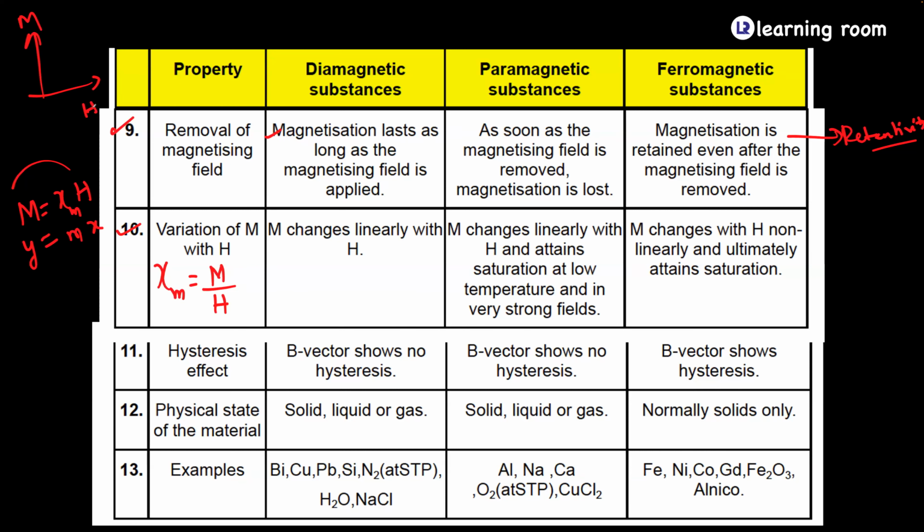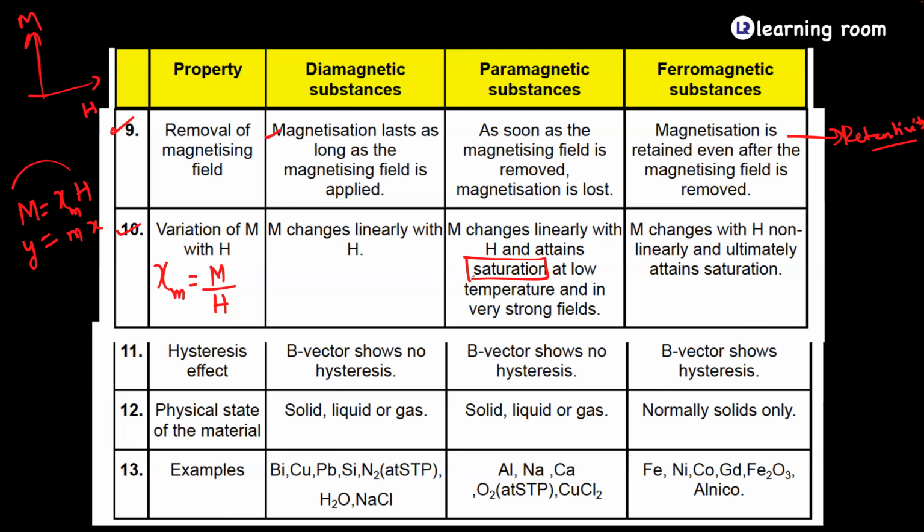But after a certain point, however much you try to increase the value of the external magnetic field, this will not have any magnetization beyond that. Meaning it has taken its maximum capacity. Beyond that, you cannot magnetize this material. That is the meaning of saturation. So now read this point, you'll understand it better. M changes linearly with H and attains saturation at low temperature and very high fields. What is the meaning of very high fields? As you keep increasing the field, after a certain point, you cannot magnetize that material.